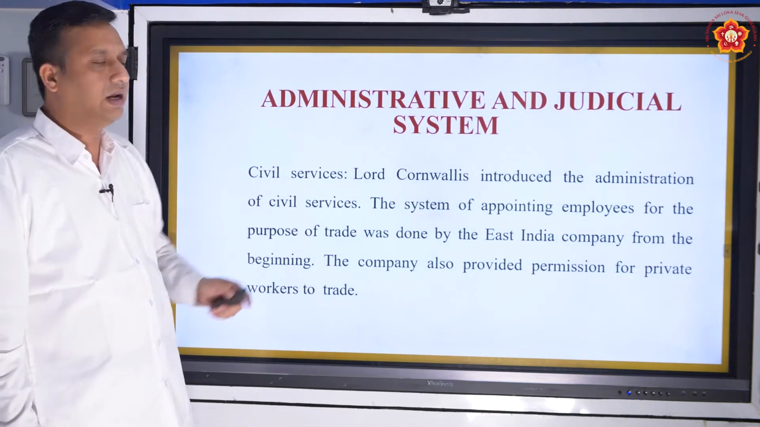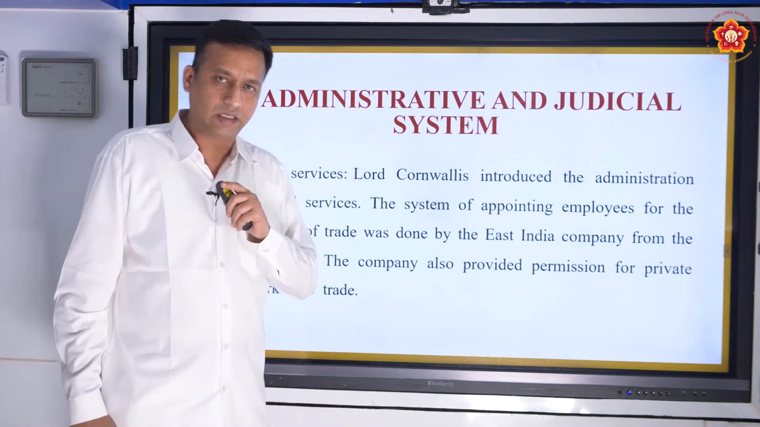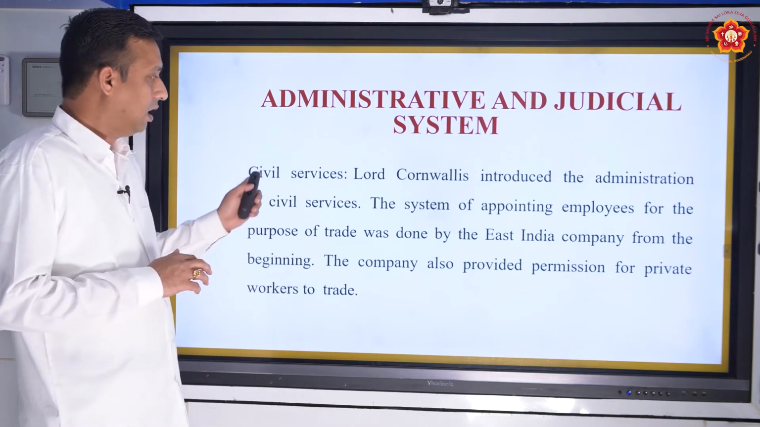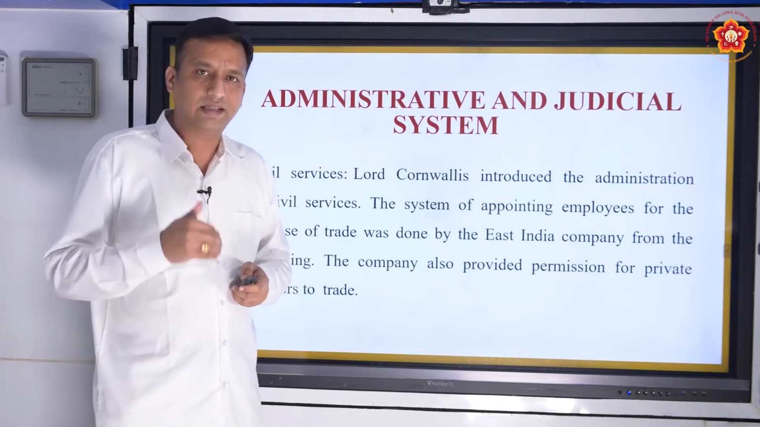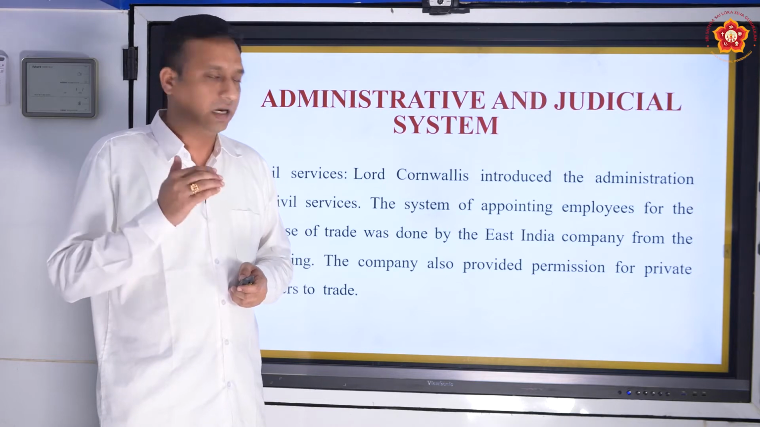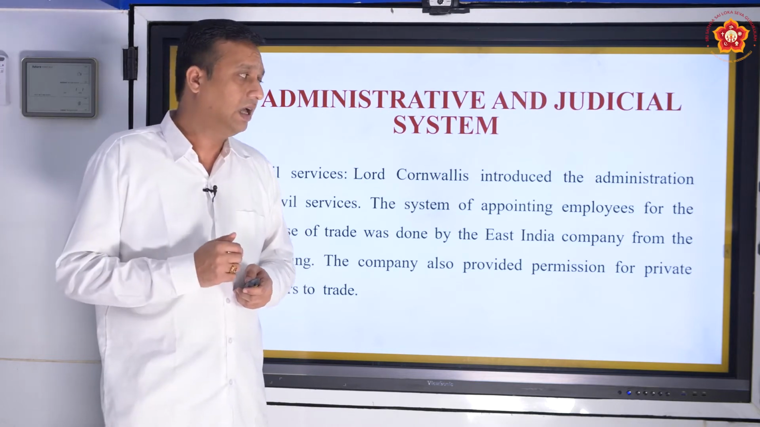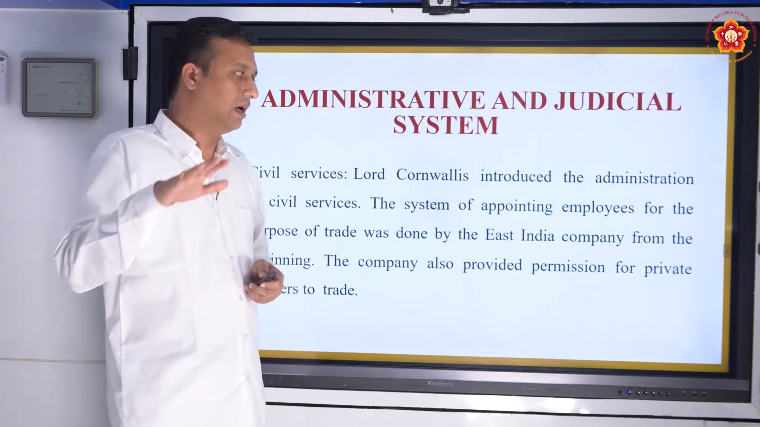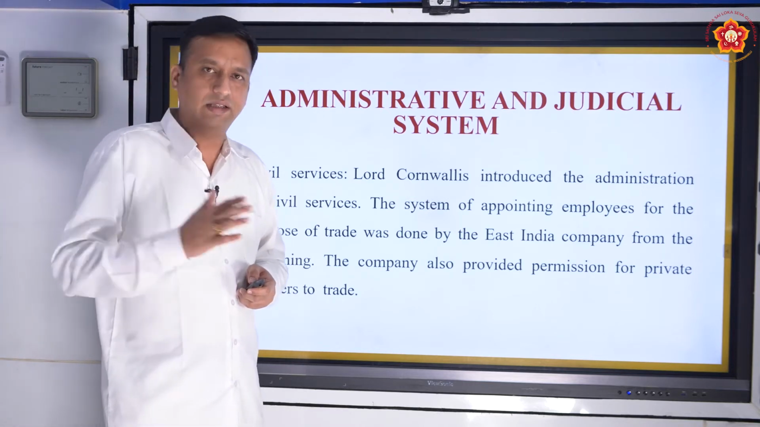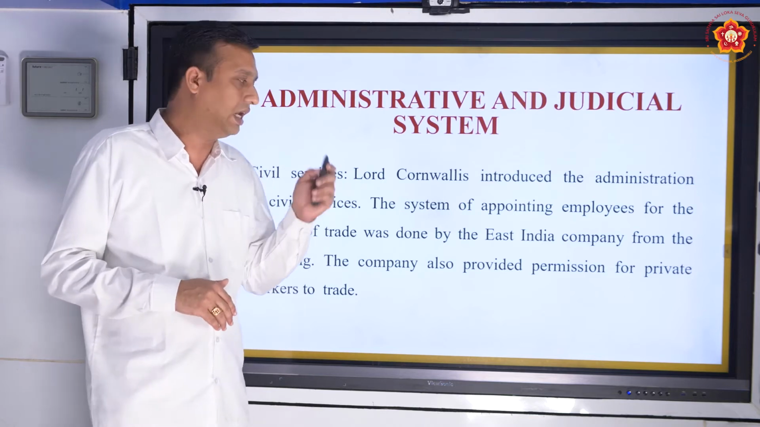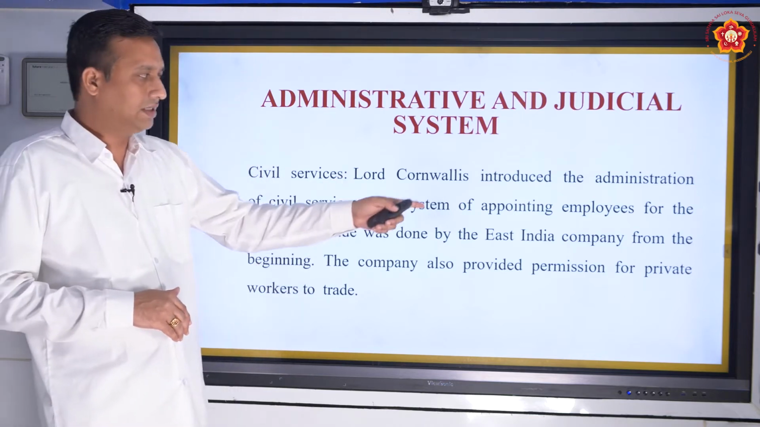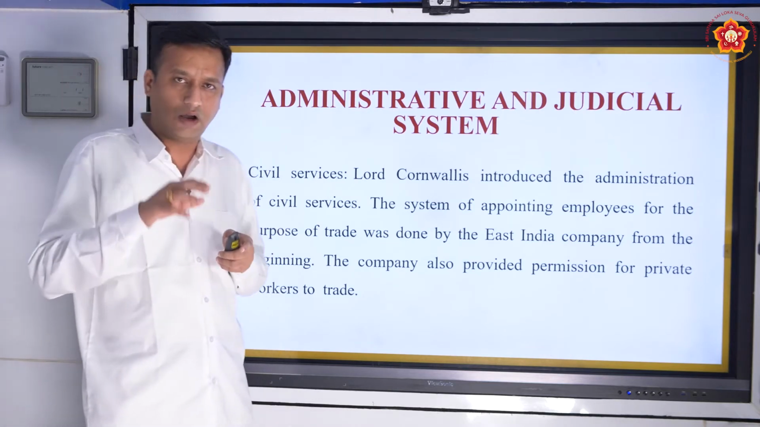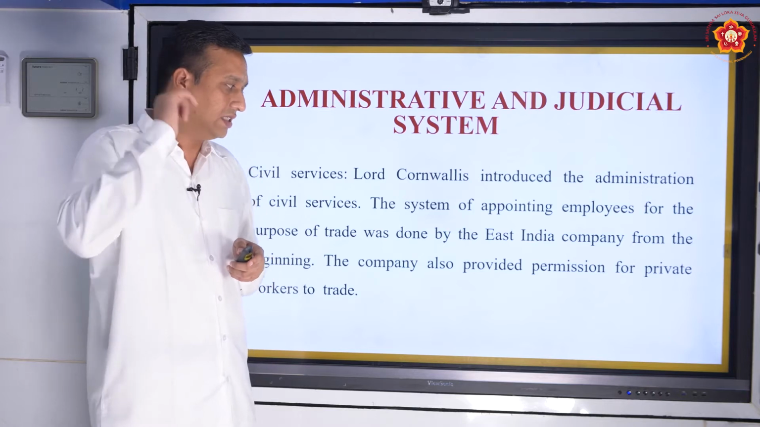Now, the administrative and judicial system. How the British brought in the judicial and administrative system. Civil services, which today you call the Indian Administrative Service, Karnataka Administrative Service. At that time it was called ICS, Indian Civil Service. Civil service means internal law and order, maintenance and all things were under the civil administration. So Lord Cornwallis introduced the administration of civil service. He was the person who thought we should have officers who can manage all these areas.